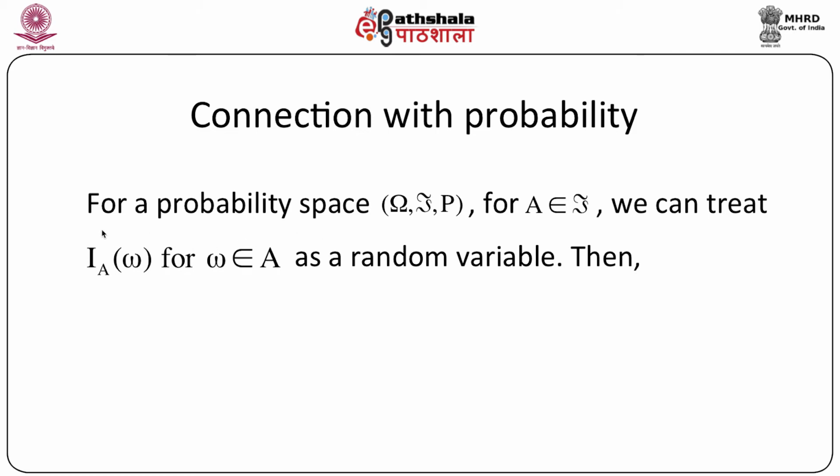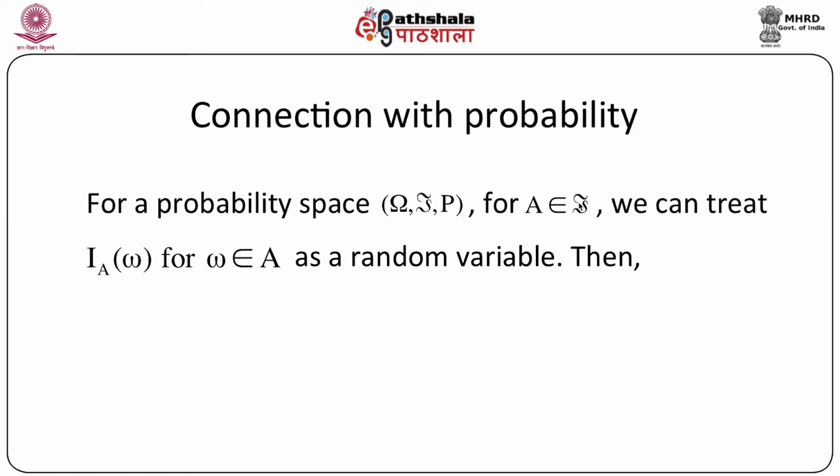Now, as we already mentioned, we have started with the probability space, which is omega, script F and P. Omega is the big set, the full sample space, script F is the sigma field generated by the class of subsets of omega, and P is a probability measure defined on omega and script F. And for any set A belonging to script F, we can treat IA of omega, for omega belonging to A, as a random variable.